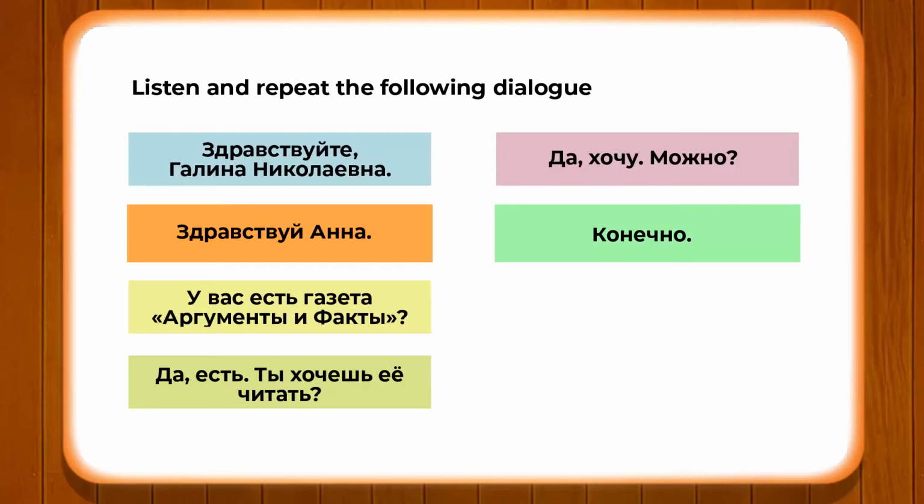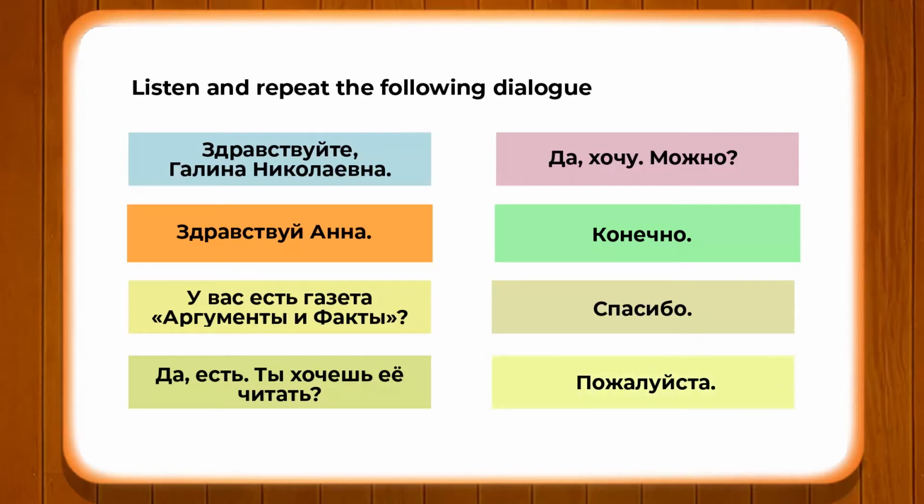Конечно, конечно. Then Galina Nikolaevna says конечно. Конечно means of course. It is a very important expression you can use in order to have a good conversation in Russian, but this is more like a casual conversation. So, конечно. Спасибо. Anna says to Galina Nikolaevna, спасибо, which means thank you. And then Galina Nikolaevna concludes the conversation with пожалуйста, пожалуйста, which means please.